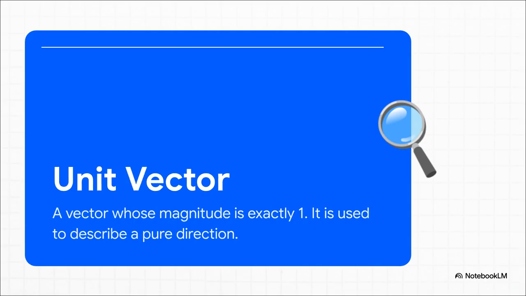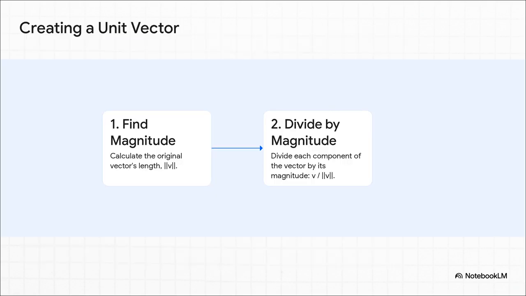Now, here's a cool idea. What if we only cared about a vector's direction, and we wanted to completely ignore its length? For that, we have a special tool called a unit vector. It's just a vector that has a magnitude of exactly 1. Think of it as pure, distilled direction. And making one is incredibly easy. It's a simple two-step recipe.